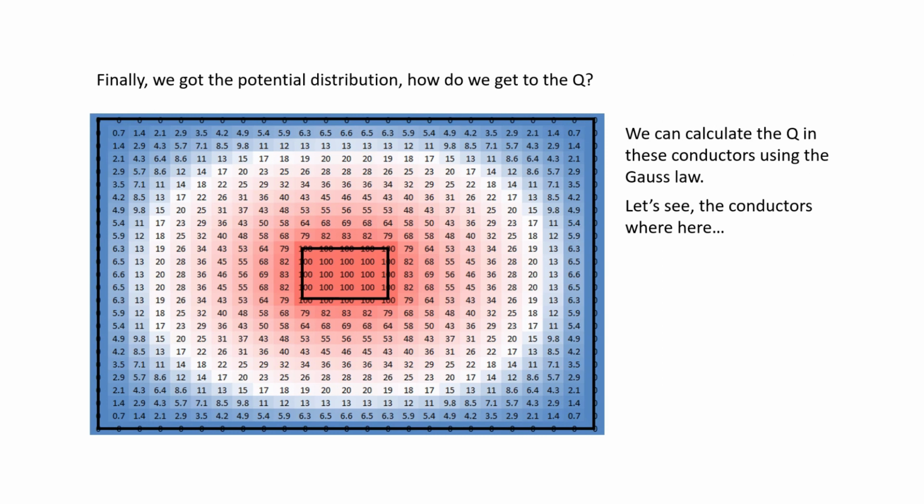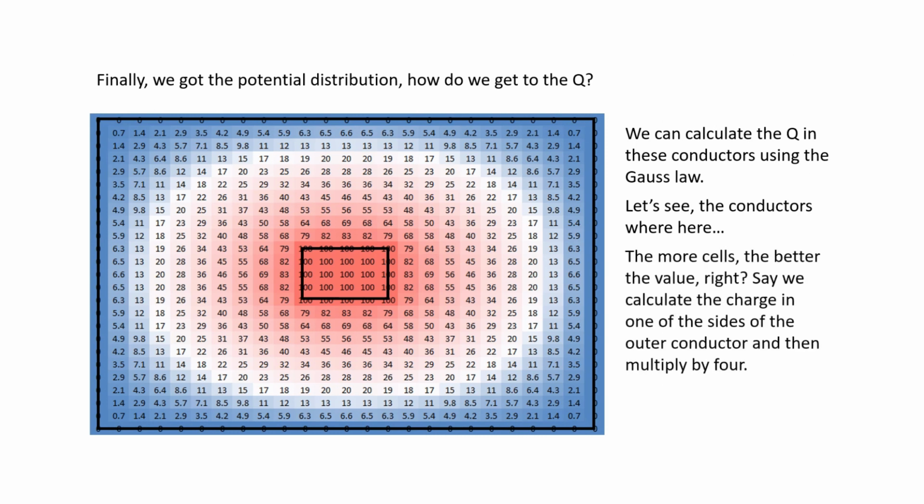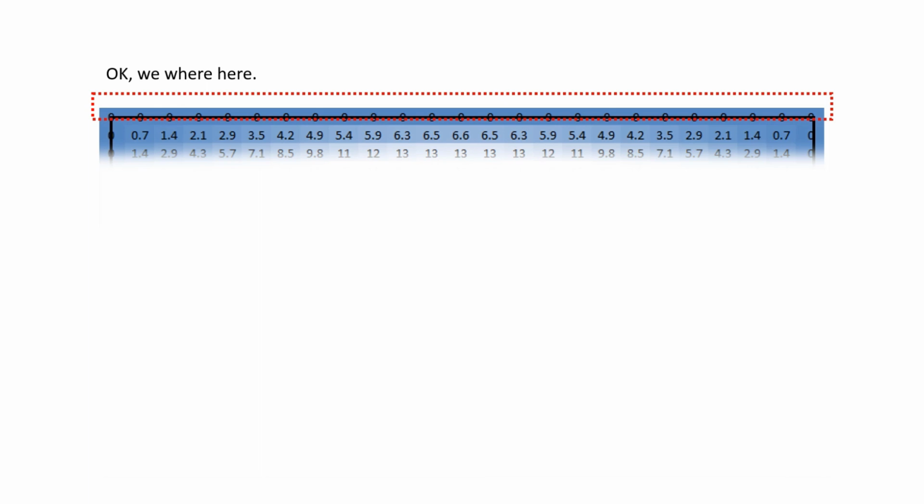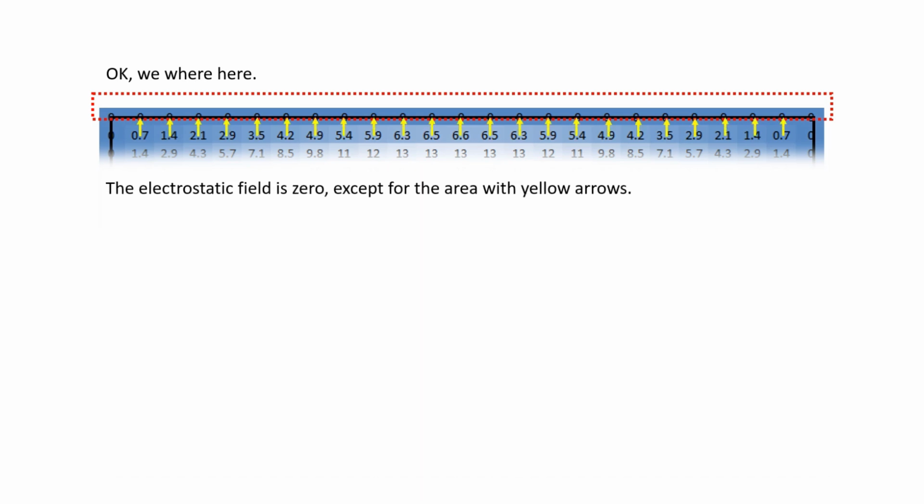Let's see, the conductors were here. The more cells, the better, right? Say we calculate the charge in one of the sides of the outer conductor and multiply by 4. Now, we pick a Gauss surface, say, that one in red. Okay, we were here. The electrostatic field is 0, except for the area indicated by the yellow arrows.